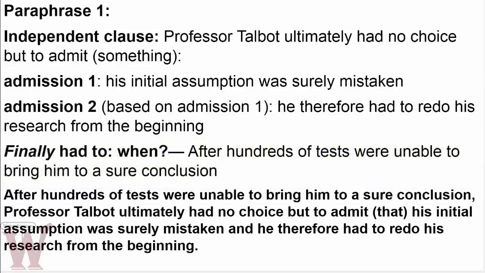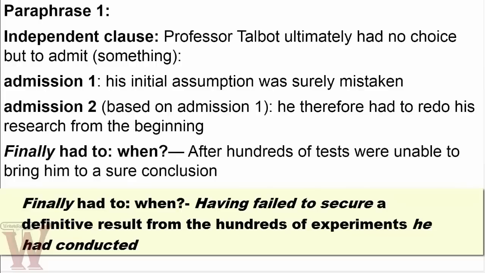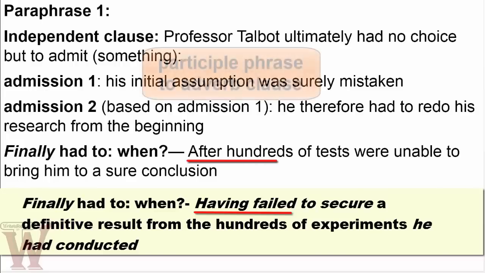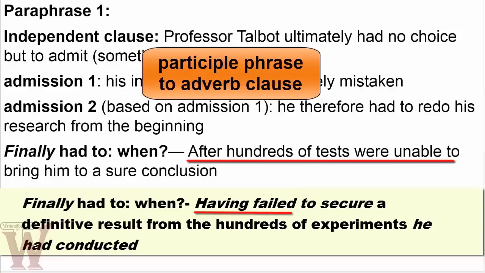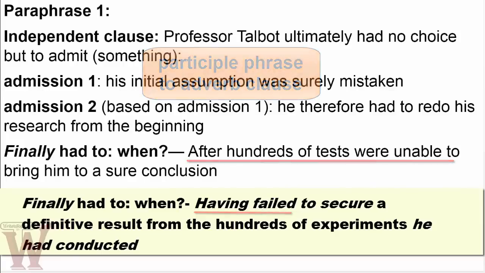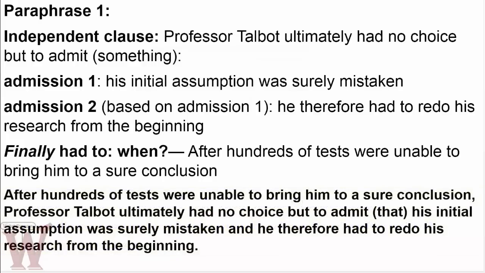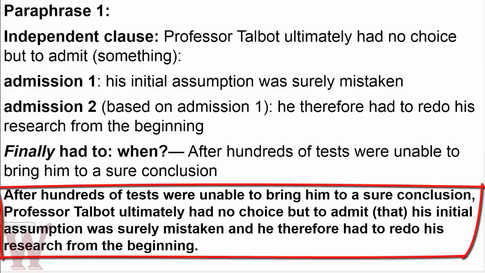And then finally, having failed to secure a definitive result from the hundreds of experiments he had conducted. Having failed to, this is called a participle phrase. All I'm doing is changing the type of phrase. After hundreds of tests, we're unable to, I'm changing it into a clause, sorry, an adverb clause, we're unable to bring him to a sure conclusion. Okay, everything's been changed. There you have it all together. After hundreds of tests, we're unable to bring him to a sure conclusion.